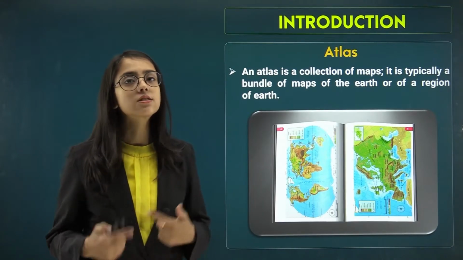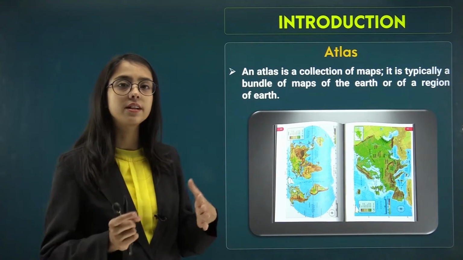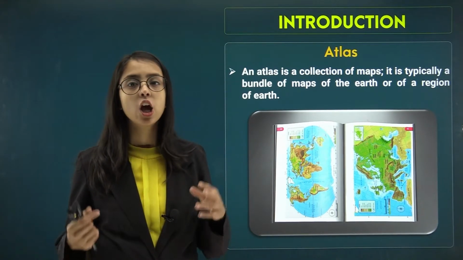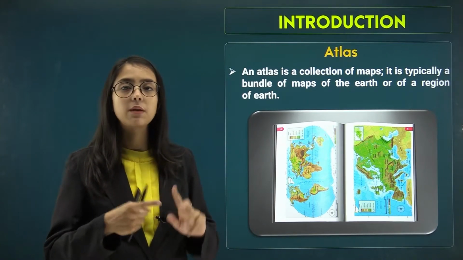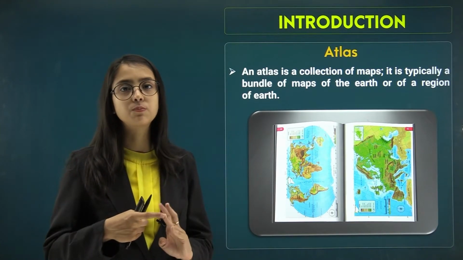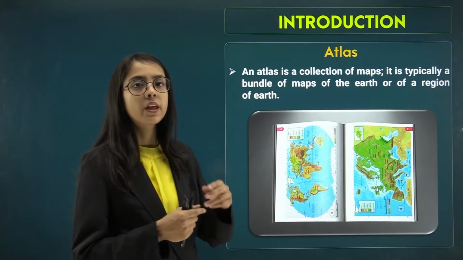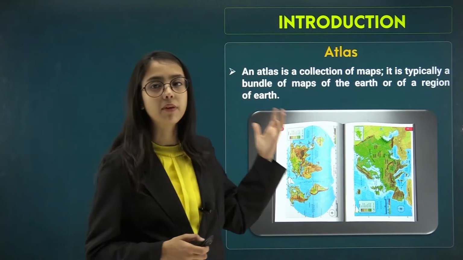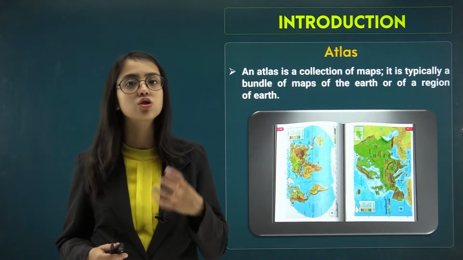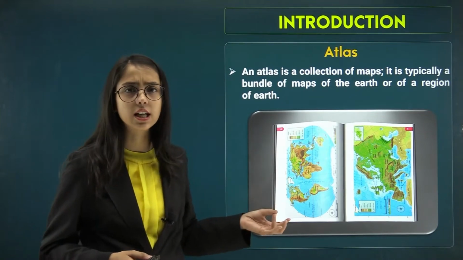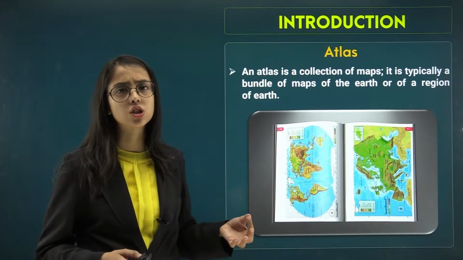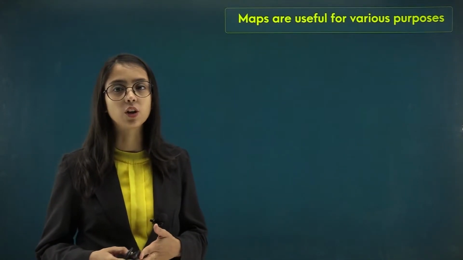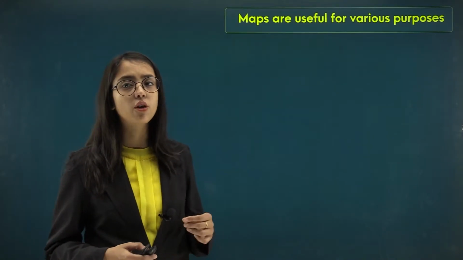So next comes the atlas. Now we studied what maps are. An atlas is nothing but a collection of maps. We take different kinds of maps, physical maps, political maps, thematic maps, and we collect them in a book, and that book is known as an atlas. It is a typical bundle of maps of the earth or any region of the earth, different countries, continents, landforms, vegetation, railway lines, rainfall, etc.